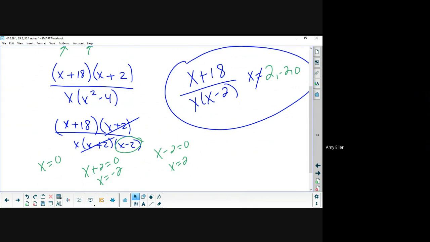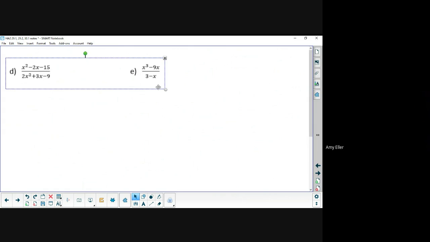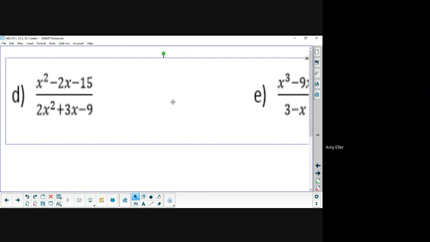All right, so that's simplifying. Let's skip to E. Go ahead and get started on E as I do it up here.